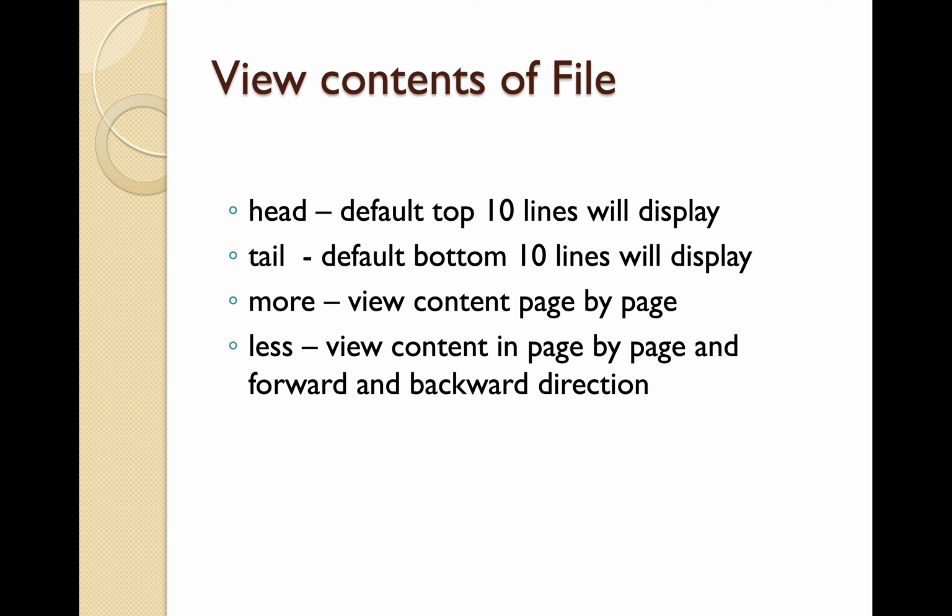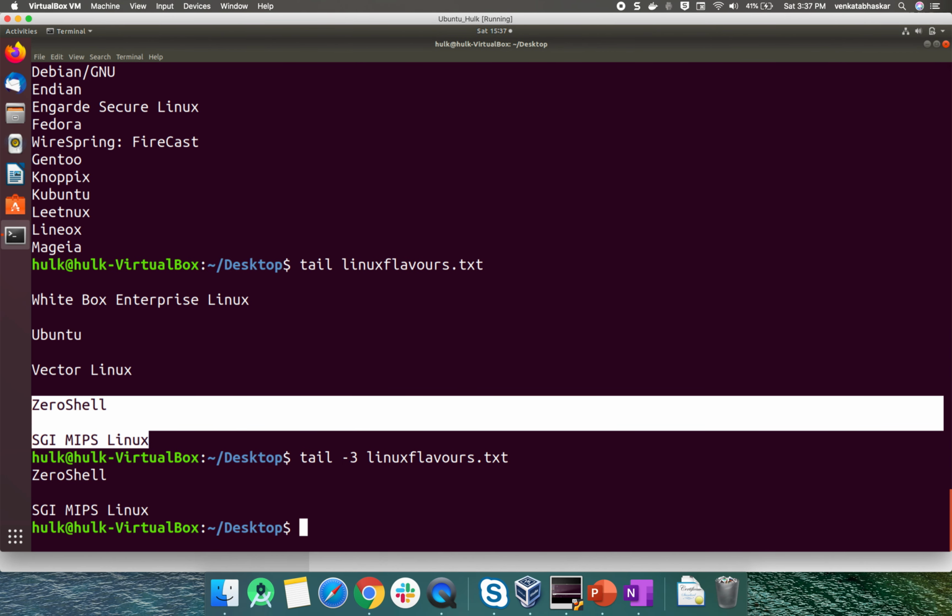And we have 2 more commands. With head and tail you are only seeing lines. Now I want to see data page by page, like in a PDF, where a number of pages are there, index based. If the file content is very large, like 500 MB, instead of displaying it all in the console, you want to see it page by page. How can you do that? Just type the more command and use the same Linux flavors file, linuxflavors.txt, and press enter.